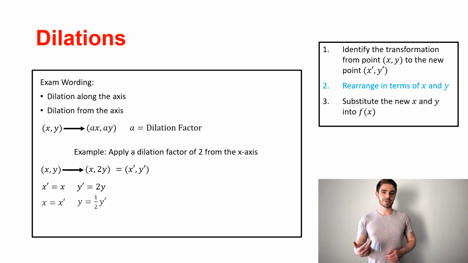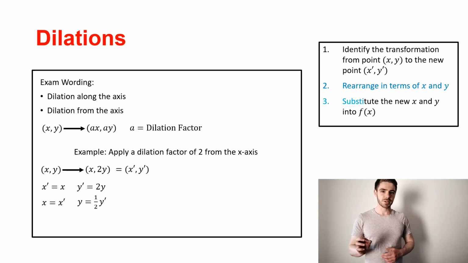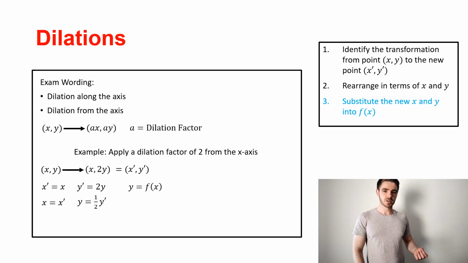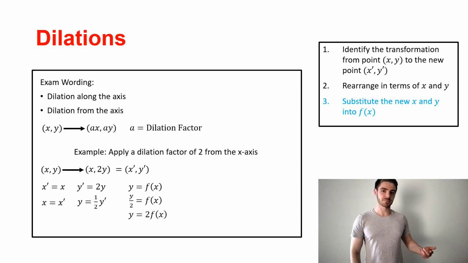The next step is to rearrange in terms of x and y. This is because our equations are in terms of x and y, and not in terms of x' and y'. Once we rearrange, we move on to step 3. This is where we substitute our new values of x and y into our original function. Now, your function is always going to be some form of y = f(x). So when you substitute back into y = f(x), you're going to replace y with our new value, y/2. And x is just going to become x again. All you have to do from here is rearrange to get y on its own. And just like that, you've applied your first transformation.